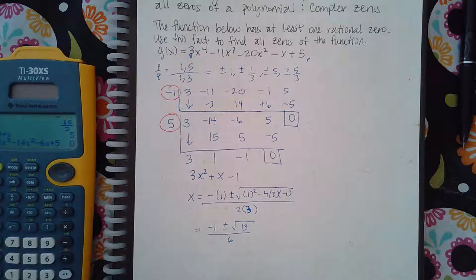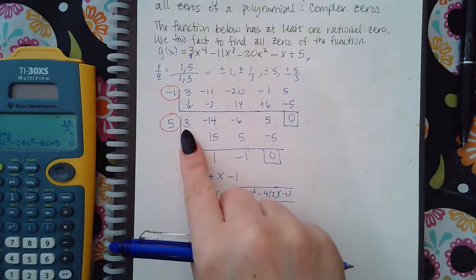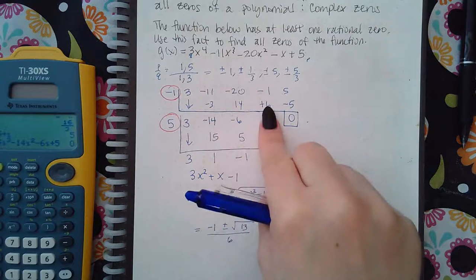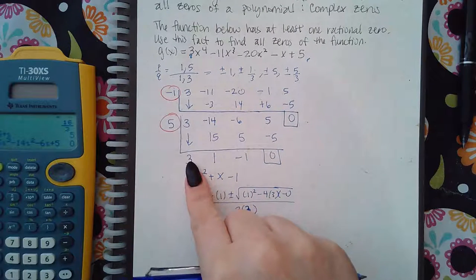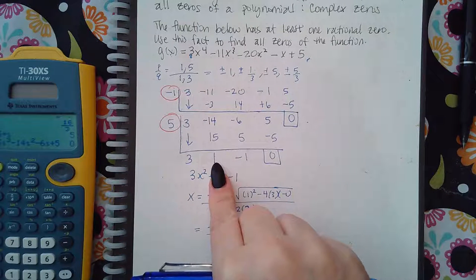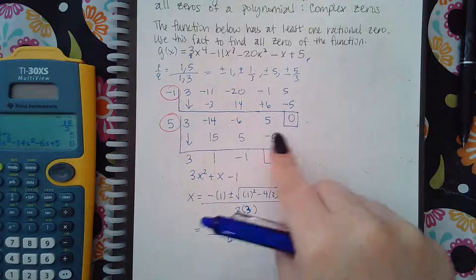I have a feeling I was supposed to get a complex, but it's okay if you don't. Sometimes you will, sometimes you won't. If I did, this would have been negative, and then I would have had imaginaries, and I would have kept going, right? But it doesn't look like this one is going to be complex. Let me just double check all my signs. So brought down the 3, negative 3, negative 14, positive, negative 6, positive 6, 5, and negative 5. So done. Then 5, brought down the 3, that's 15, positive 1, and then multiplied by 5, I got negative 1, and then multiplied by that, and I got 0.